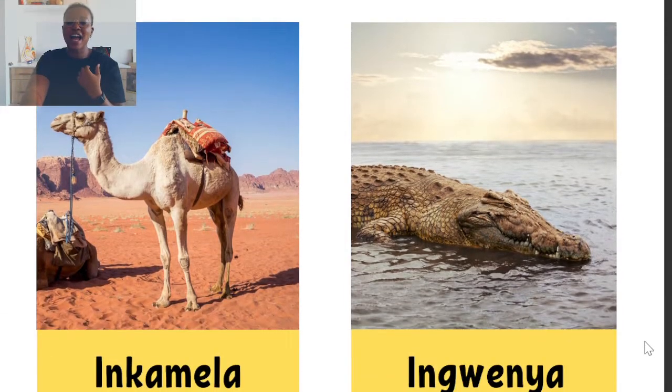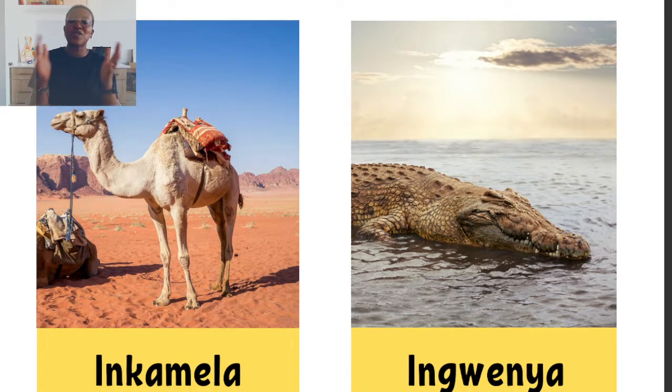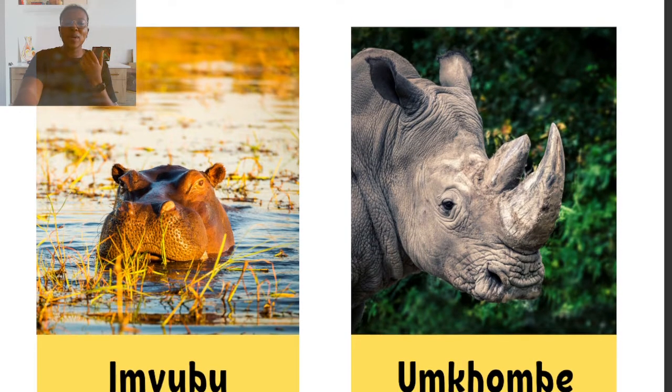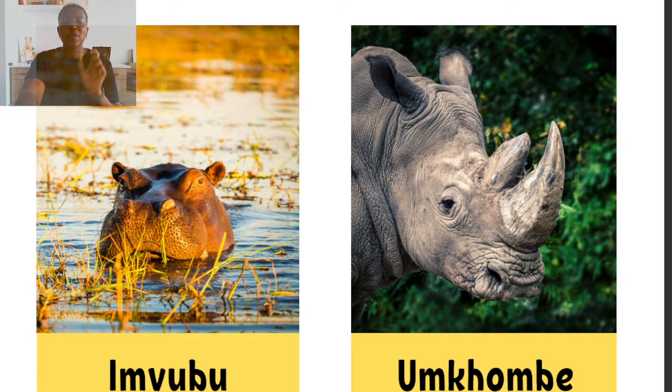And then next we have inkamela for a camel. Inkamela. And then for crocodile, it's ingwenya. For a long time, when I hear that, ingwenya, there's so much power in that word. I really wish you could learn so you can feel into these words as you are saying them as well. And then we have imvubu. Now, that is that MV sound. It's easy. Mv. Imvubu.